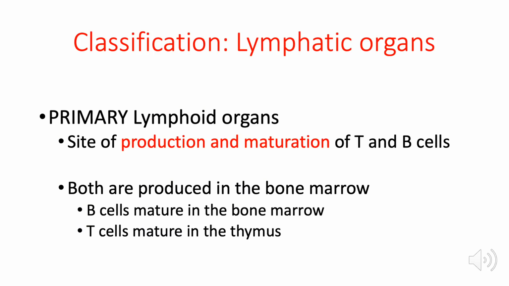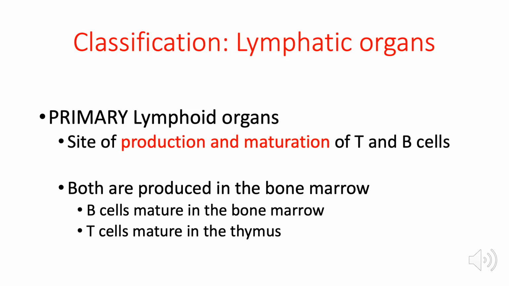You have learned from the introduction to immunology that lymphoid organs can be classified as primary or secondary. Primary lymphoid organs are organs that serve as the site of production and maturation of the parenchyma of the lymphatic system. We are talking about the T cells and B cells. T cells are produced in the bone marrow and they mature in the thymus, while the bone marrow will serve as the site of production and maturation for B cells.